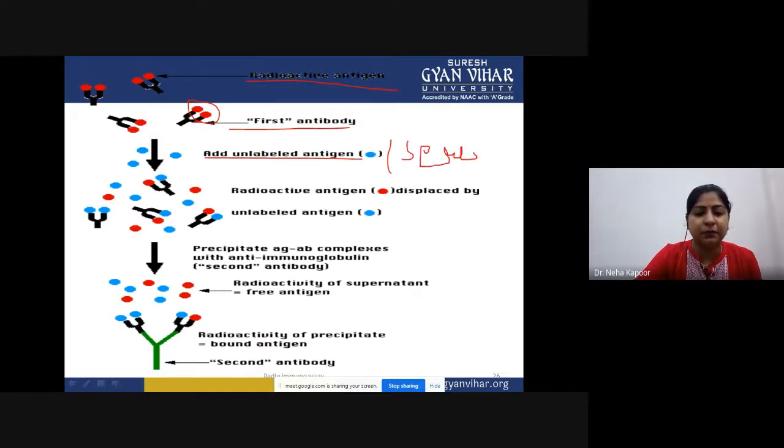You can say the serum of the patient. Now, what would happen? There would be a competition. You can see that at a few sites the unlabeled antigens are added, and at a few sites the radioactively labeled antigens are added. At that time, we used to precipitate these antigen-antibody complexes with an anti-immunoglobulin, or you can say a second antibody, this green colored antibody, due to which the precipitation was happening.